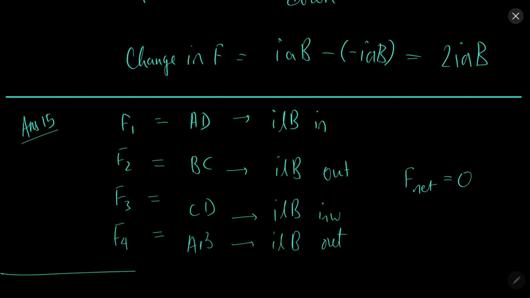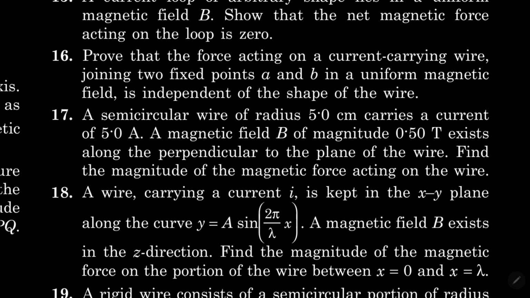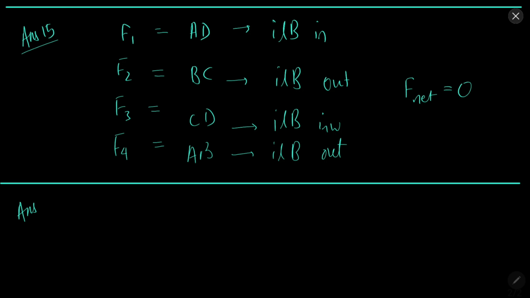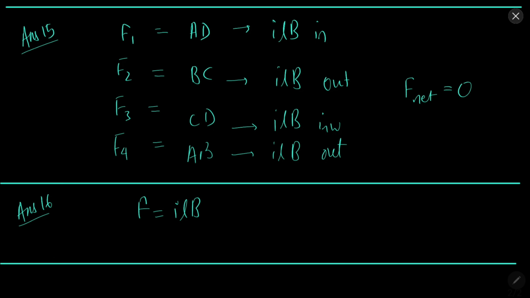In 16, prove that force acting on current carrying wire joining two fixed points is independent of the shape of the wire. Solution 16. So force is ILB. Now length is fixed, whether the shape is circular, elliptical, anything, but the length is fixed. So this means the shape does not matter. Current is not changing, B is not changing, so shape does not matter.